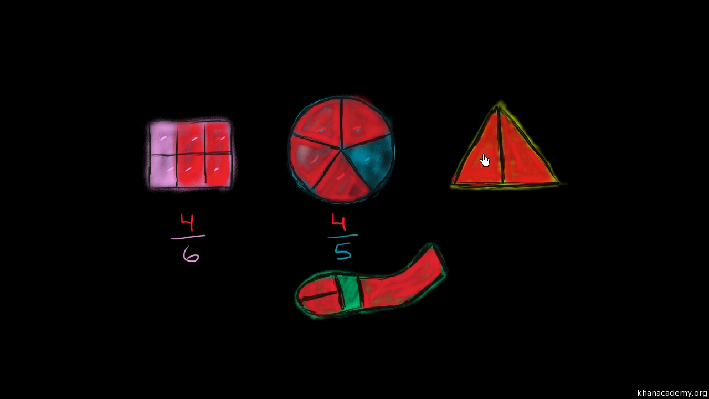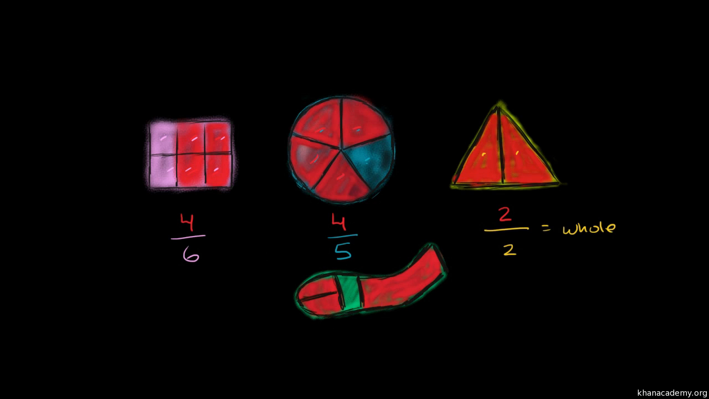Now in this figure, I have 2 equal sections. 2 equal sections. And both of them are shaded in. So we would say 2 halves of this figure are shaded in. And once again, if 2 halves are shaded in, that means everything is shaded in. That this represents a whole.